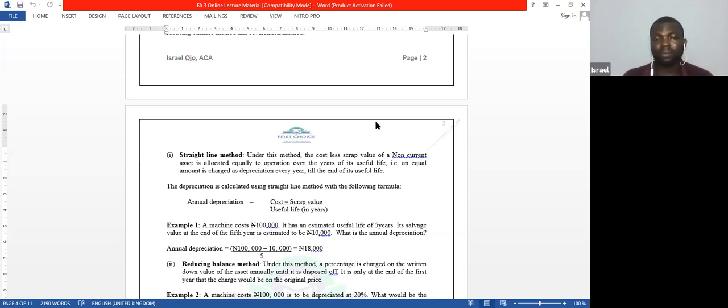Now, example one. A machine costs 100,000 naira. It has an estimated useful life of 5 years. A salvage value also is the same thing as scrap value. It's also the same thing as residual value. So please, if you see scrap value, residual value, or salvage value, they are all the same. It means the amount that you can derive from the disposal of the asset. So they are the same.